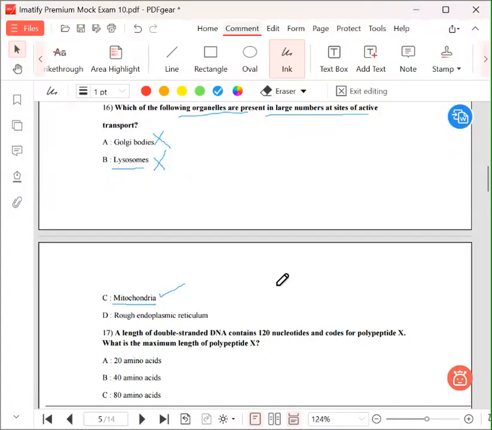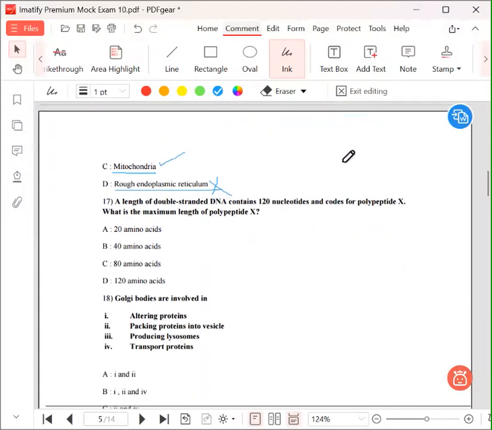So when there is more active transport, there is a requirement of more ATP, so there are more mitochondria. Rough endoplasmic reticulum? No. Endoplasmic reticulum, Golgi bodies and lysosomes are part of the endomembrane system, and mostly they are involved in protein processes. The endoplasmic reticulum forms the proteins, lysosomes digest them, and Golgi bodies package and transport them.